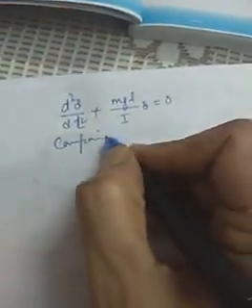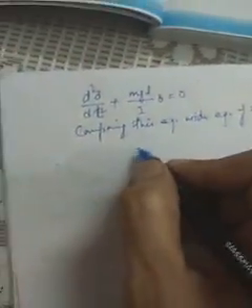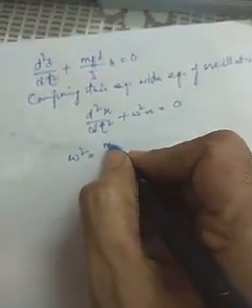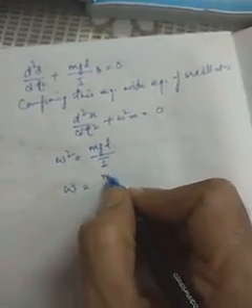Comparing this equation with the equation of the oscillator, that is d square x by dt square plus omega square x equals 0, when you compare these two, you will find that omega square equals mgL upon I, or we can write omega equals the square root of mgL upon I.